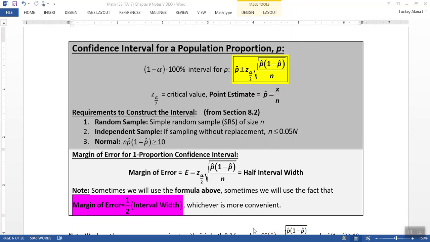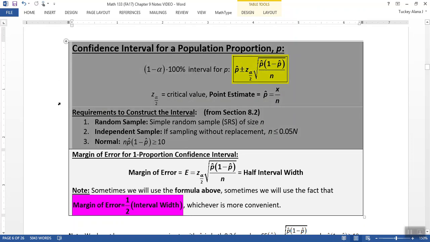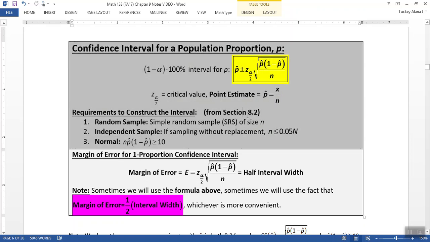So we said in the last video that p hat was the point estimate for our population proportion p. So now we want to look at what the confidence interval for that would look like. Now this gray box up here on the top, this is on your gold note sheets in the back of the course pack. Those will be given to you on an exam.